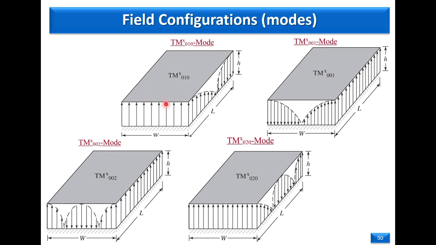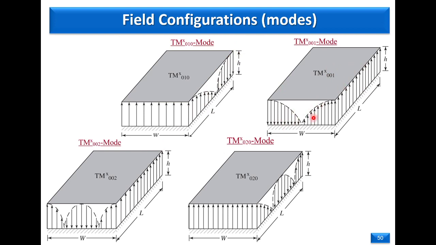This is the simplest mode where we have the radiated electric field uniform with respect to this direction, and of course it is changing like this, so we have a maximum here, a maximum here, so the field distribution underneath the patch does have this structure. And with different modes we have different structures.